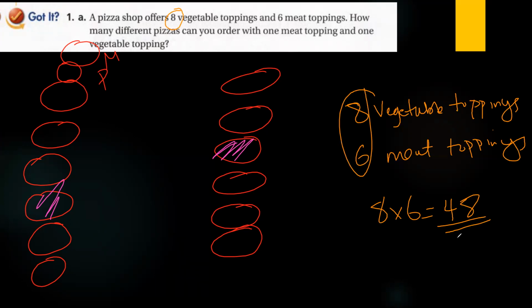Is it clear? So when I ask you, what are they asking? How many different pizzas you can order with 1 meat and 1 vegetable topping. When I ask how many different pizzas, you have to use the counting method. You multiply the number of vegetables with the number of meats. So with the question asking how many different pizzas with meat and vegetable, you have to multiply the number of the meat with the number of the vegetable.